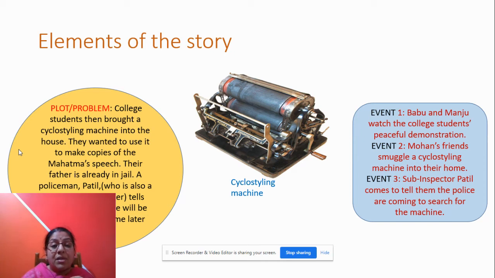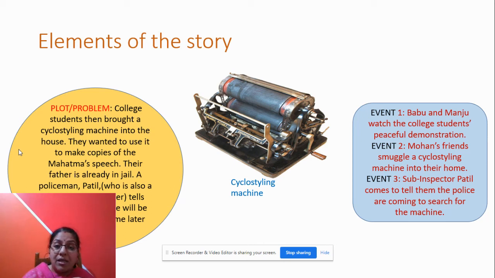The government, that means the British government, did not allow Indians to protest against the rule. So they would be arrested by the police. That was the rule. So it was illegal to keep something of that sort in your house. But Suman and Mohan wanted to make copies of Mahatma's speech and they got a cyclostyling machine at home.